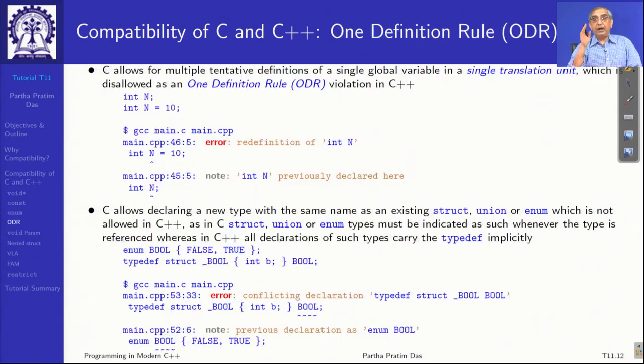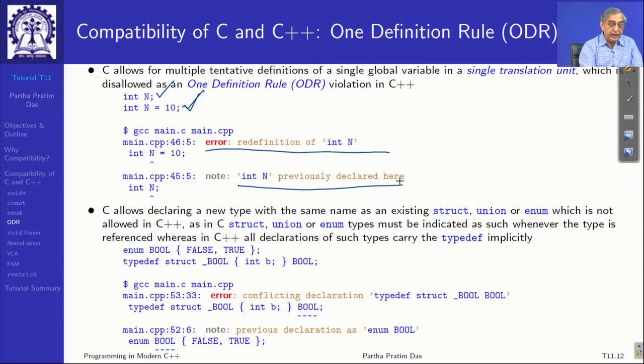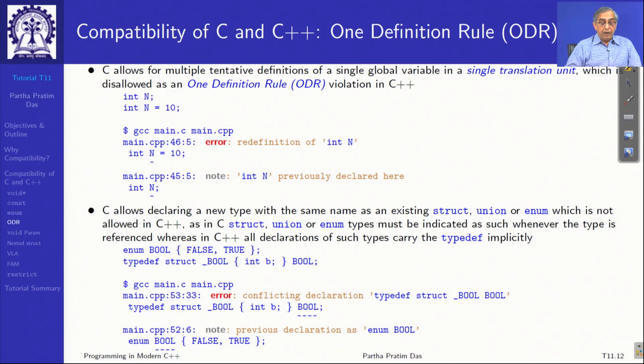Then C++ has the one definition rule, that you can have only one definition of a variable, you cannot have multiple. So, in C you can write a static int n and then later write int n initialized to 10. In C it is fine, but in C++ this is an error. When it encounters the second one, it says it is a redefinition, n is previously declared. One definition rule excludes that.